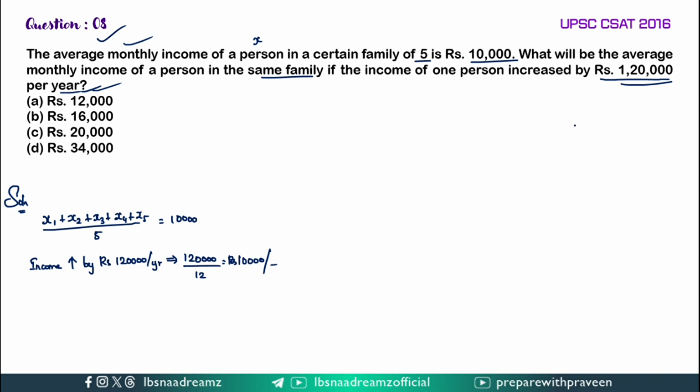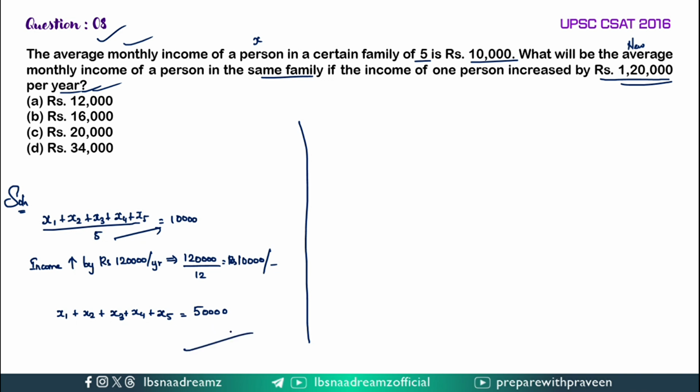and we have to find the new average monthly income. First, we will find the total income of their family for a month. To find that, we can just cross multiply this and this. So total monthly income x1 plus x2 plus x3 plus x4 plus x5 is equal to 50,000. So this is their total monthly income.